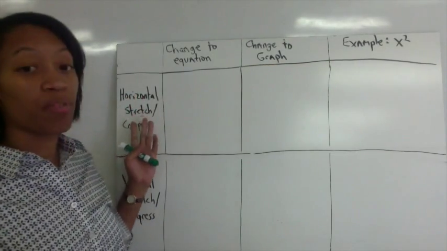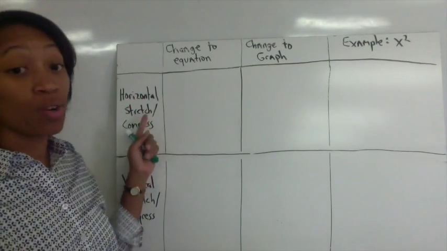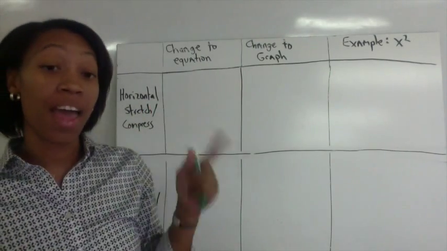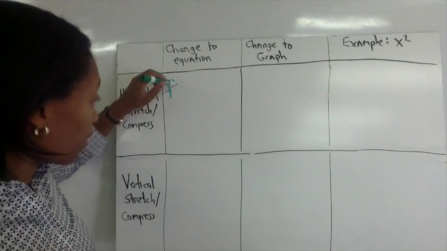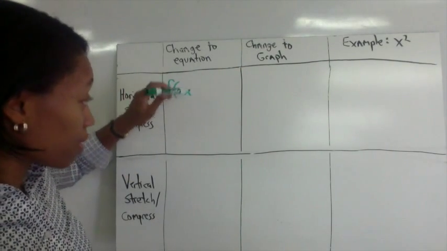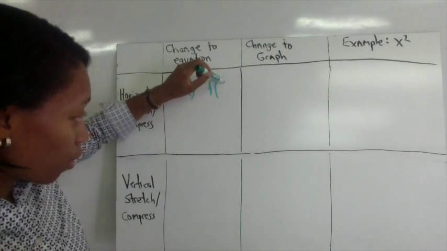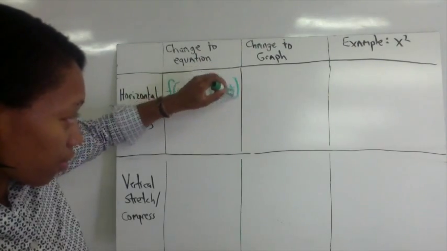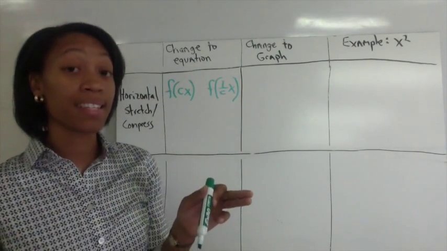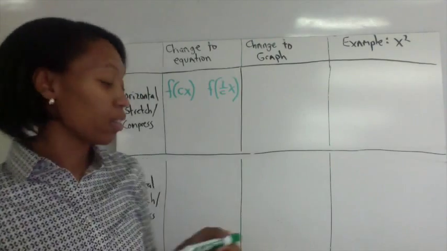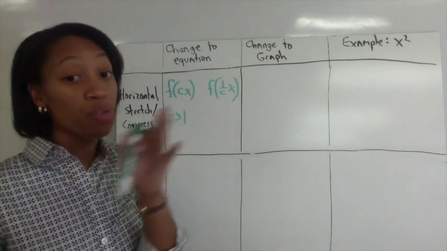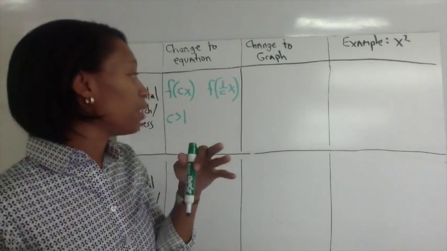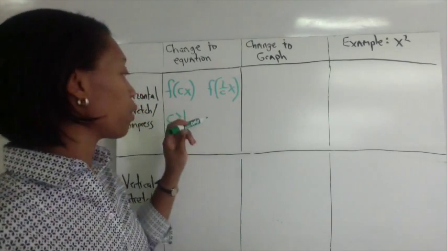Horizontal stretch and compress happens inside the graph. Horizontal is the x, and the x value is inside, so this is going to be either f of c times x or f of 1 over c times x. In this case, c has to be a number that's greater than 1, and this needs to be a fraction. 1 over c needs to be somewhere between 0 and 1. So it could be any fraction or decimal between 0 and 1.